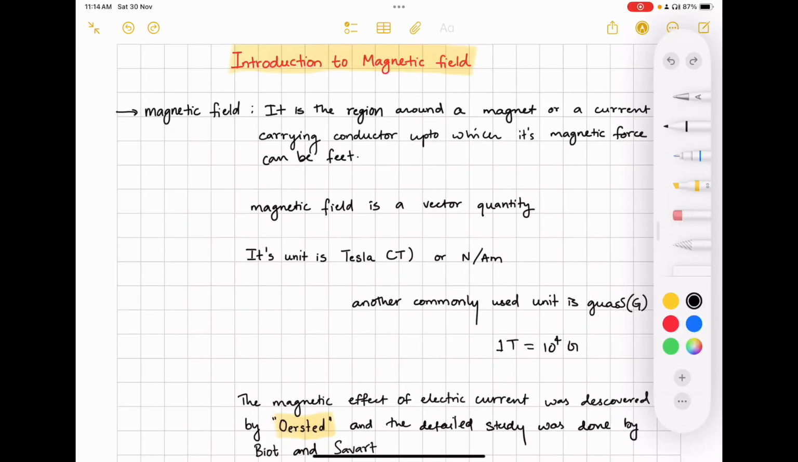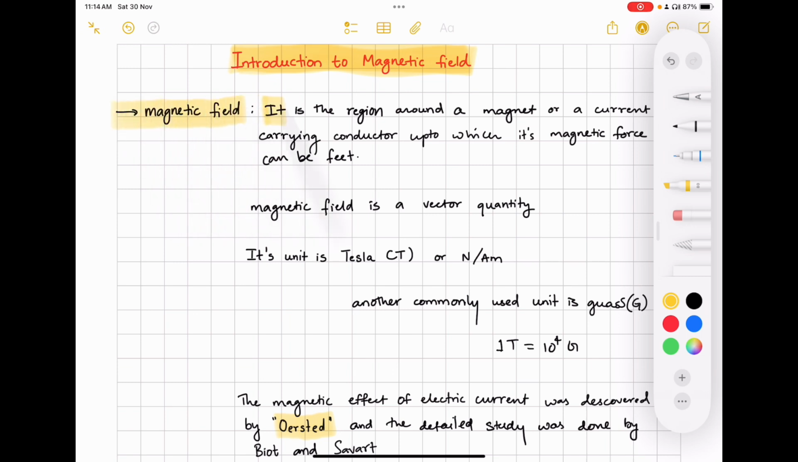So we have completed electrostatics and the next chapter is magnetic field. Before starting we need to get some basic idea about magnetic field. So today we will study about introduction to magnetic field. The first question is, what is magnetic field?